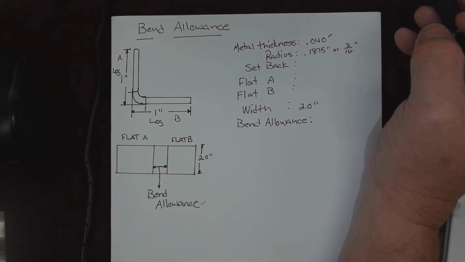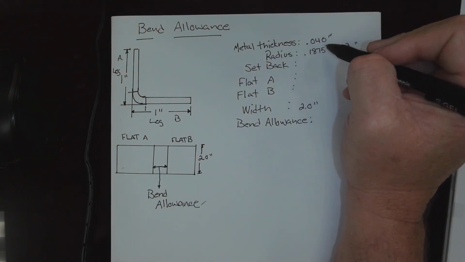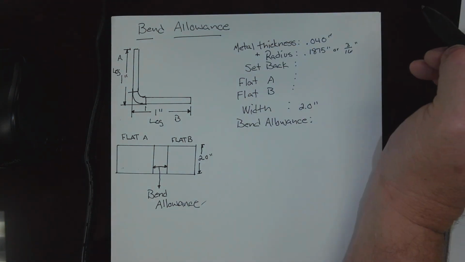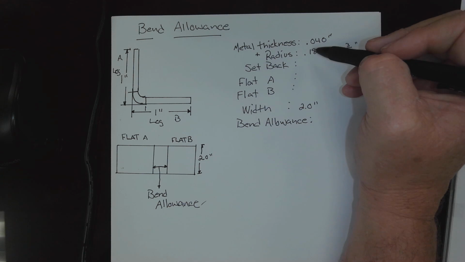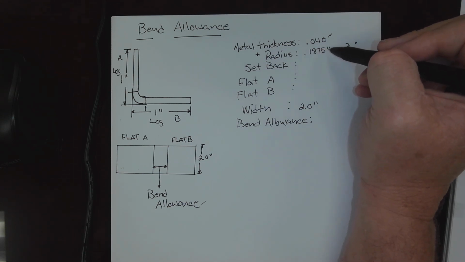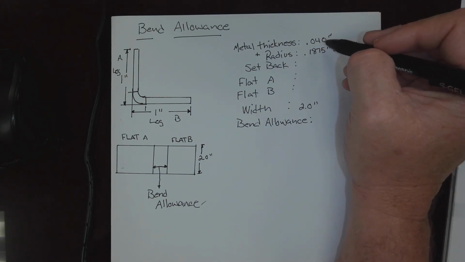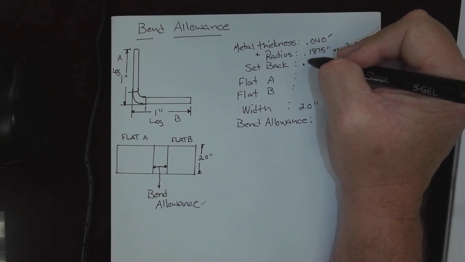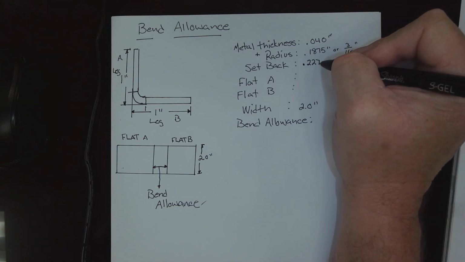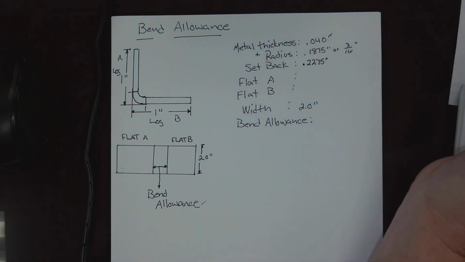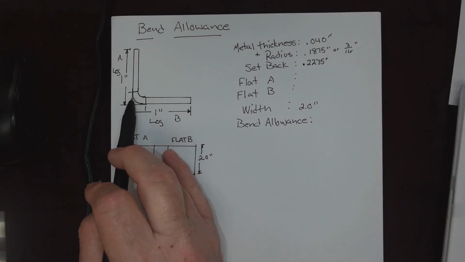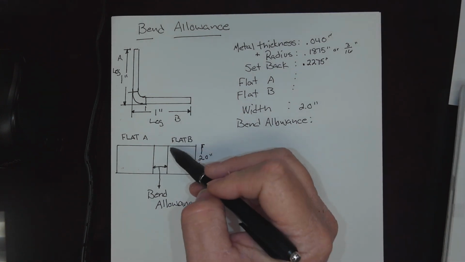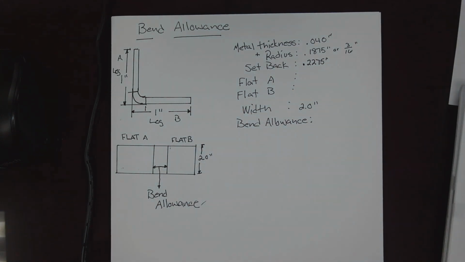Well, how do we arrive at that? Setback is always equal to metal thickness plus radius. So if we take 40 thousandths and 0.1875 or 3/16 of an inch, and we add that, our setback, simple calculation, is 0.2275 of an inch. Well, now that helps me because I know now the distance from there to there. That's going to help me establish where I can put my first mark.